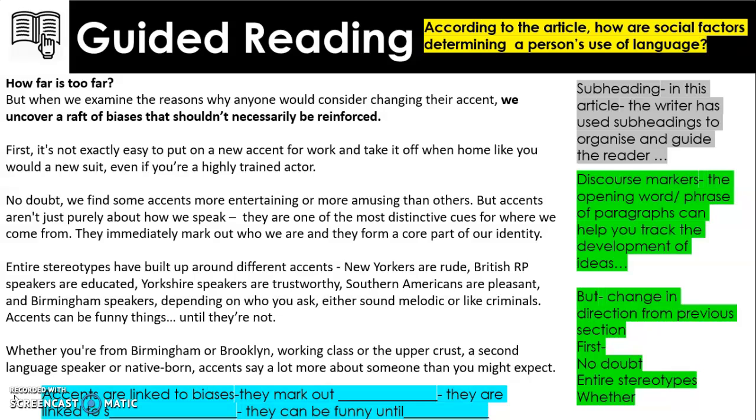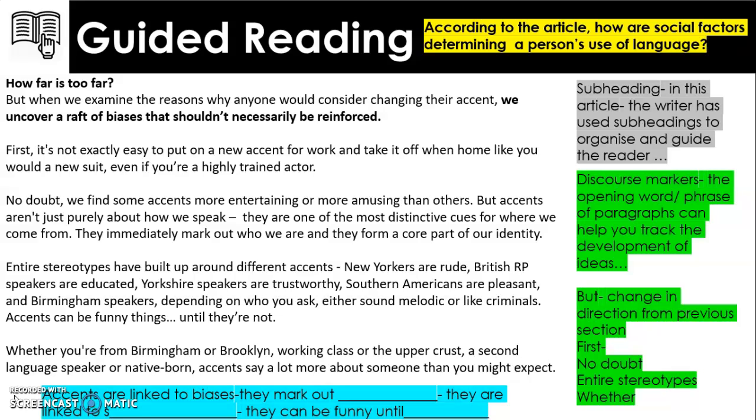Okay, it's not that they're linguistically better or worse. I personally just like how it sounds. I find it entertaining or amusing. My aesthetic judgment kicks in. But accents aren't just purely about how we speak. They are one of the most distinctive cues for where we come from. They immediately mark out who we are, and they form a core part of our identity.